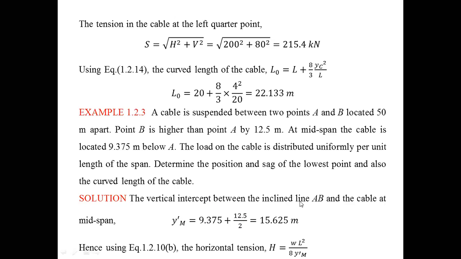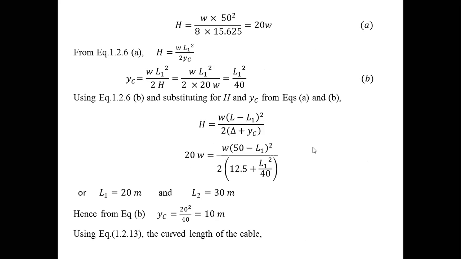Once you know the y dash m, you know the h value. H, how is it? WL square by 8 is MB, because the cable is subjected to uniform distributed load. So WL square by 8 is the MB by y dash m. Then you can get the h value, right?